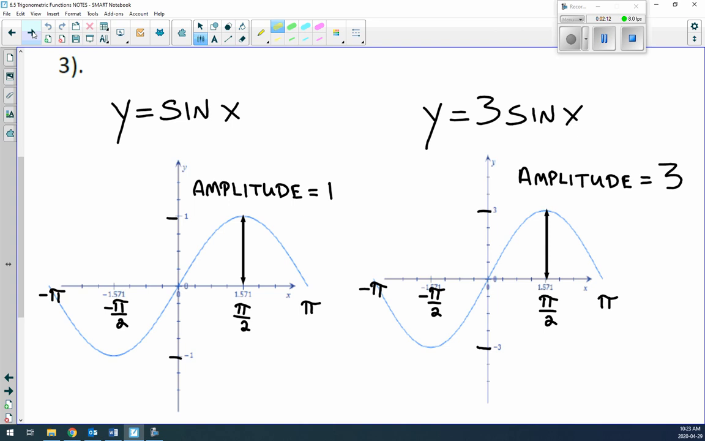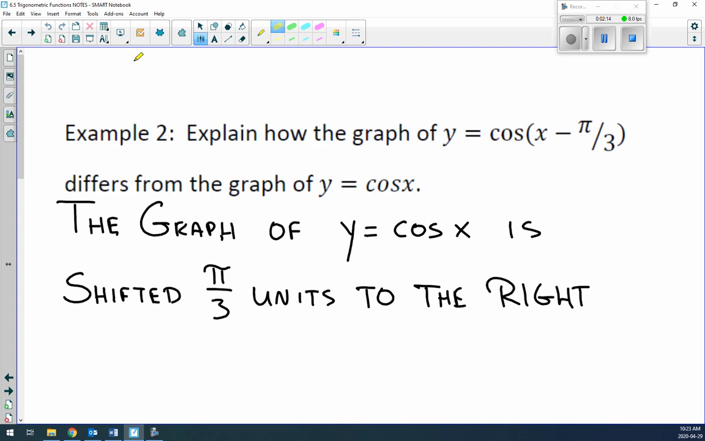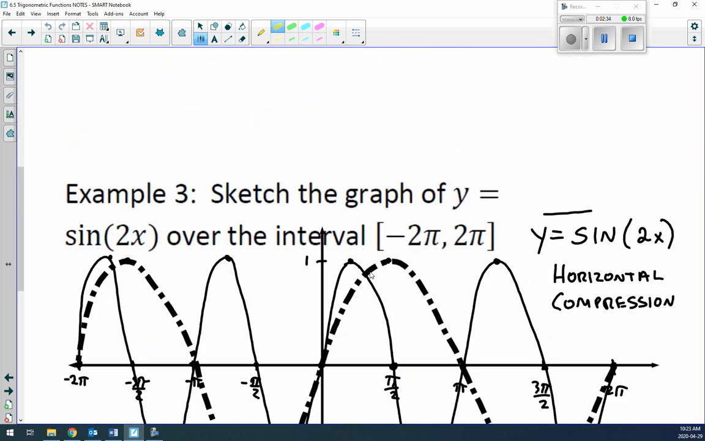Okay, let's look at example 2. So what we have here is, how does cos(x minus pi over 3) change? If we look at this one, this is a horizontal shift. And remember, it's backwards. So what number do we plug in there to make that thing equal to 0? Well, we plug in positive pi over 3. That's going to shift it positive pi over 3 units to the right.